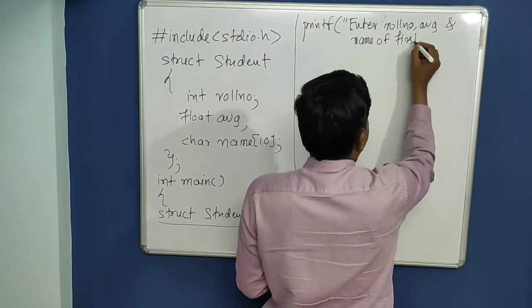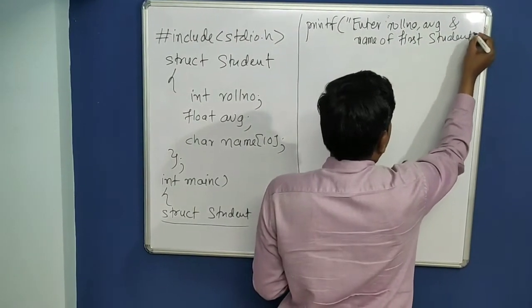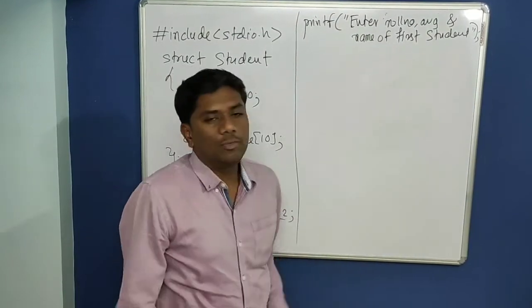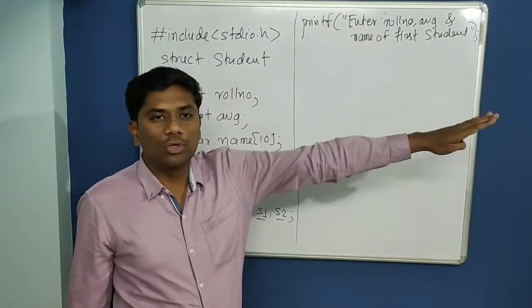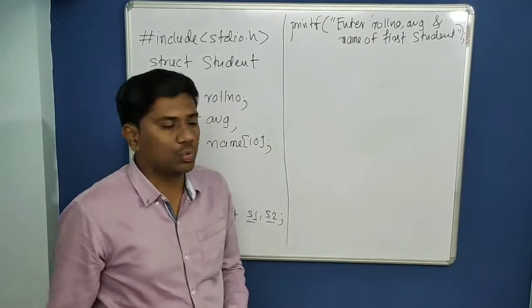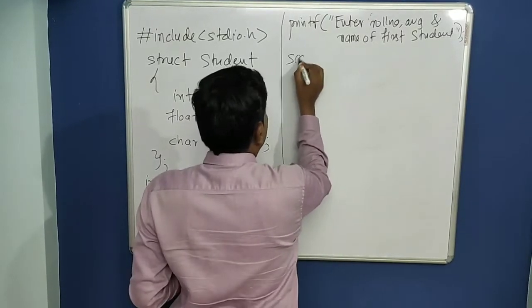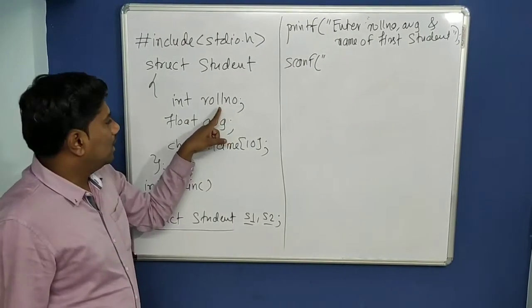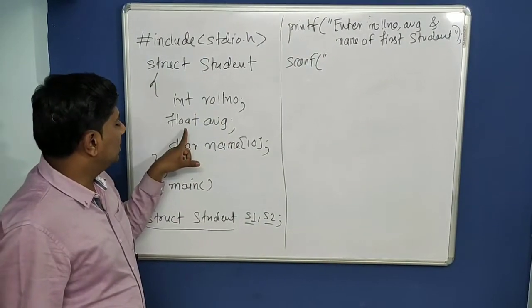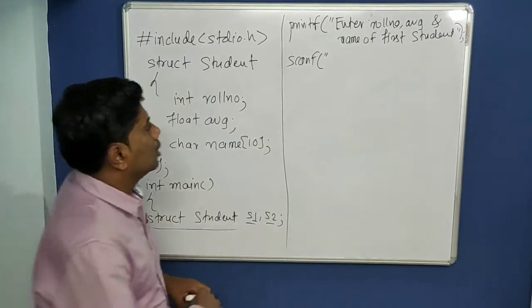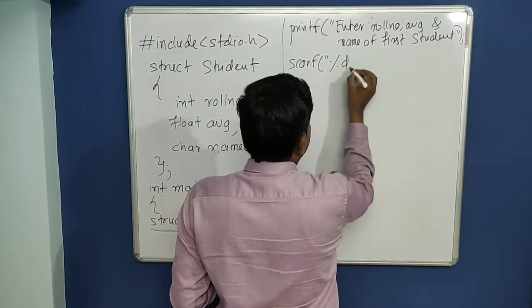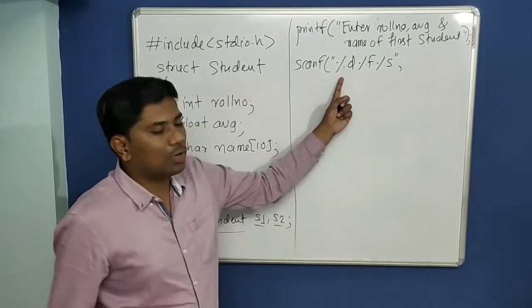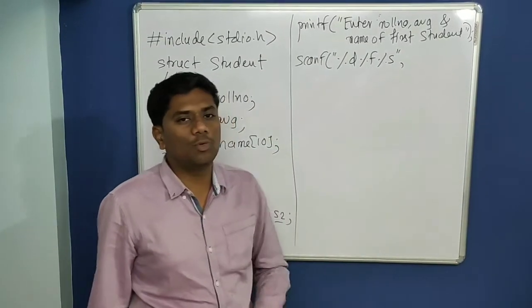First we are going to accept information of the first student. So I will use a separate printf for this. First this printf will be executed and this static message will be displayed to the user: enter roll number, average and name of first student. Getting? So we'll read information of the first student by using scanf. Which type of information are we going to read? Roll number is an integer, average is a float and name is a character array. So you should use their respective format specifiers. %d is for integer, %f is for float and %s is for string.